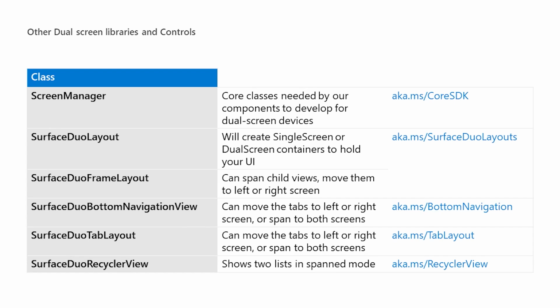So, we've added more libraries and dual screen controls to help you. The Screen Manager is the core library with classes for screen info. You can add listeners to get notified when the screen mode has changed, so you can change the layout in your app accordingly. The Surface Duo layout has a single screen mode or dual screen mode. It has two containers when in span mode and one container in single screen mode. We also have controls for bottom navigation, a tab layout, a recycler view, and more is coming.